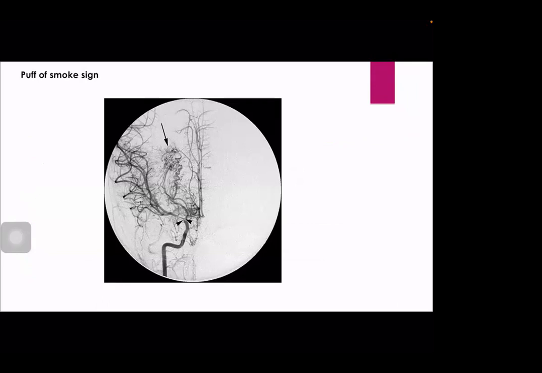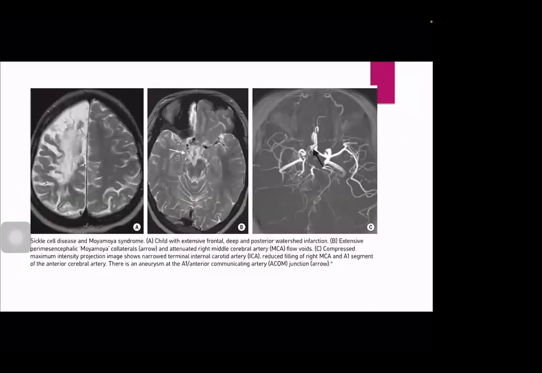Here you can see the puff of smoke sign in moyamoya disease, which is the abnormal hypertrophy of the collateral vessels. You can also see the stenosis of both the M1 and A1 segments. This image belongs to a patient with sickle cell disease who developed moyamoya syndrome. There is extensive deep frontal periventricular watershed infarction.